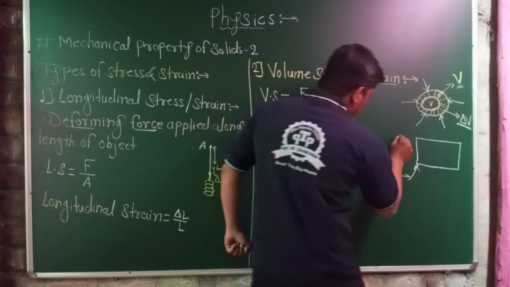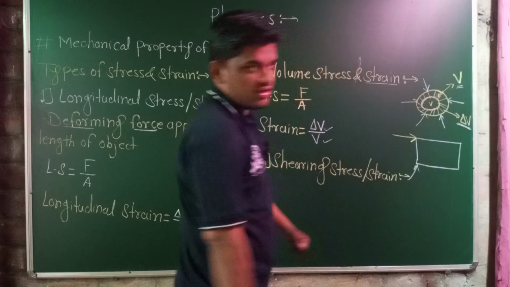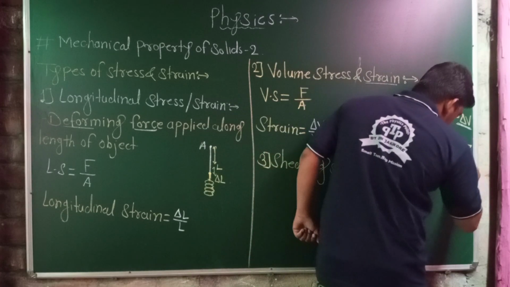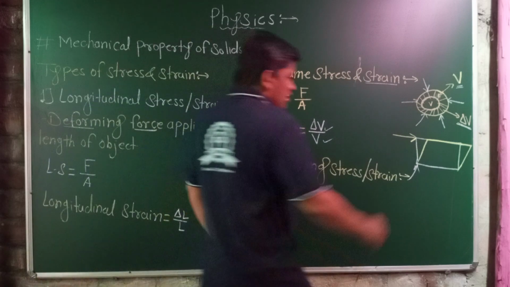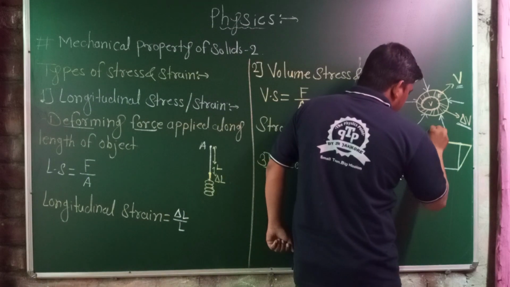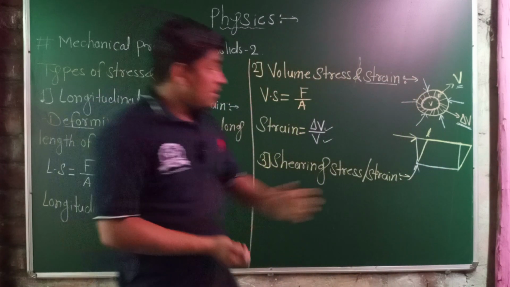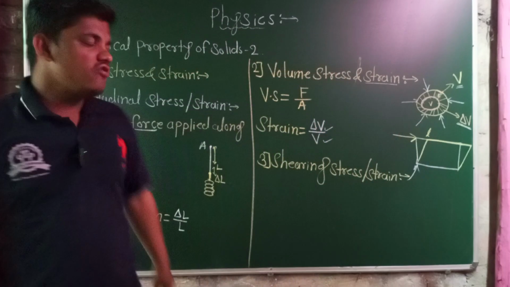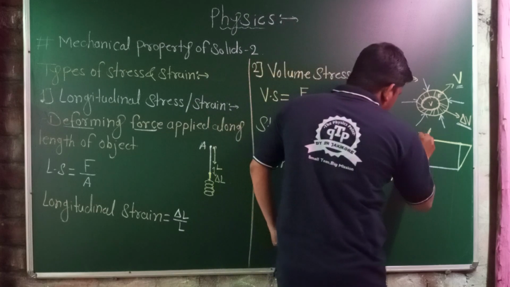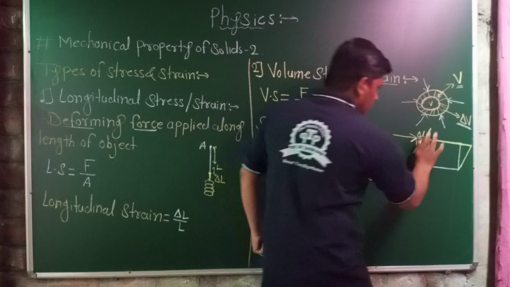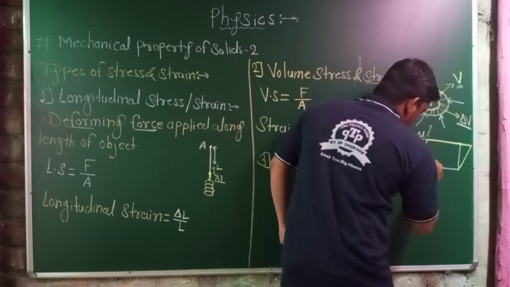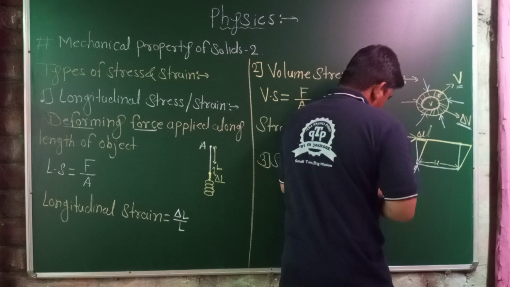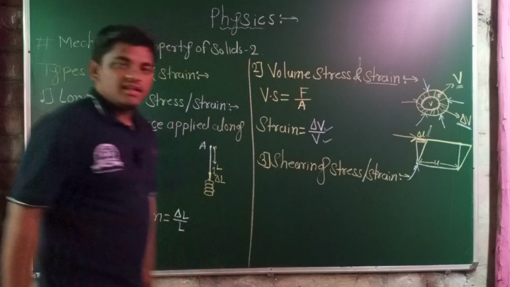When we apply a certain deforming force tangentially at the top edges, the shape of that object will change like this. The shape will change. This white mark shows the original length, small l, the length of the edge of the box, that is L, and the small length that changes here is delta L. This is the total length and this is the change in length, that is delta L.